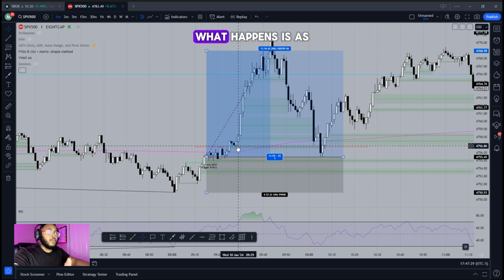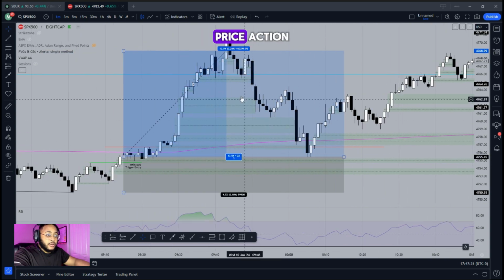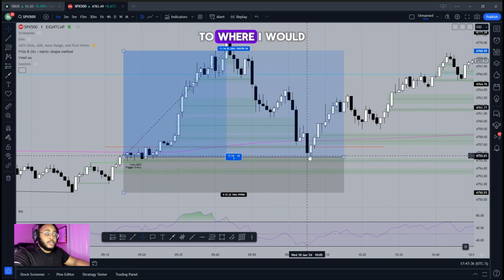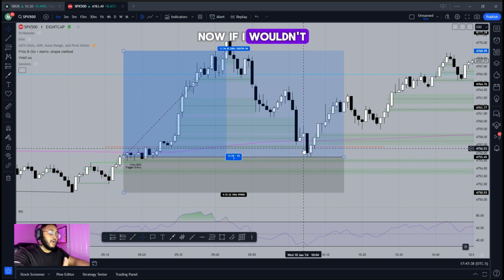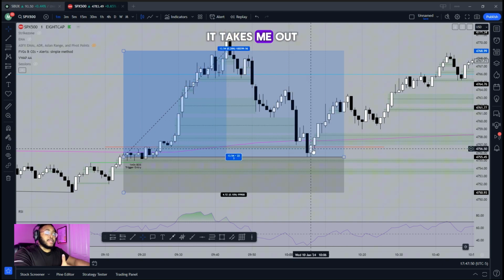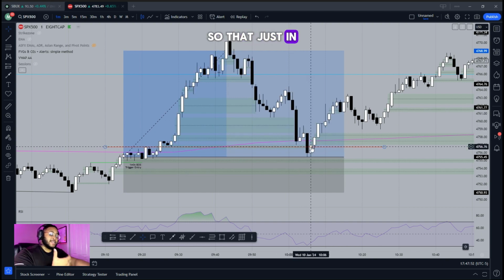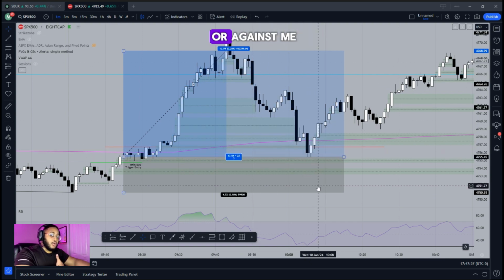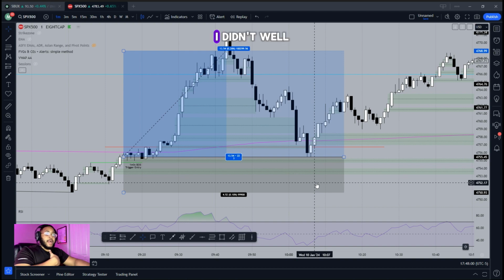So at that point, as you can see right here, price action moves up and comes right back down to where I would have gotten in. Now, if I hadn't moved my stop loss into profit, which is another term that I'll be going over once I push out content or the actual course material, at this point it takes me out of the market so that just in case price decides to move lower or against me, I basically don't lose any money.